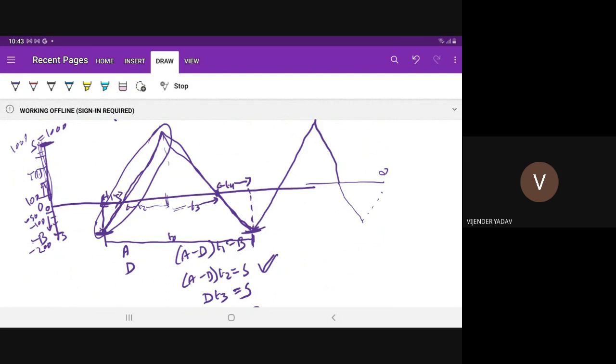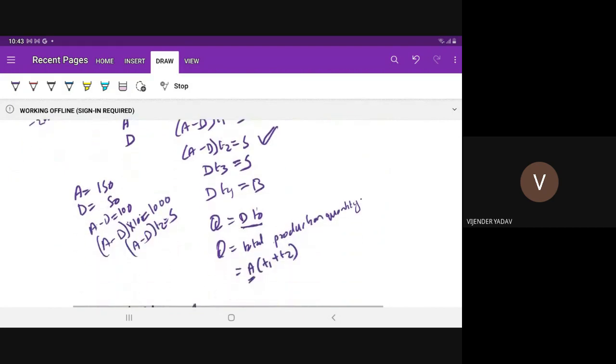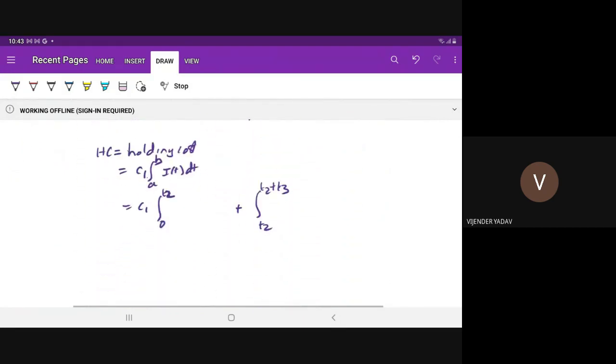S items. So the rate will be S upon T2. As time increases, the inventory level is S upon T2 into T. So that is the inventory level with the time T into dt.